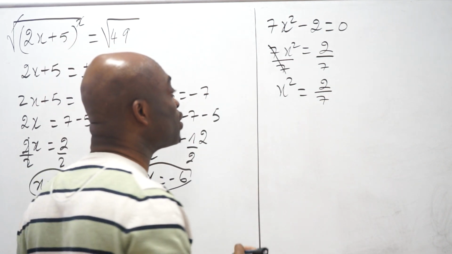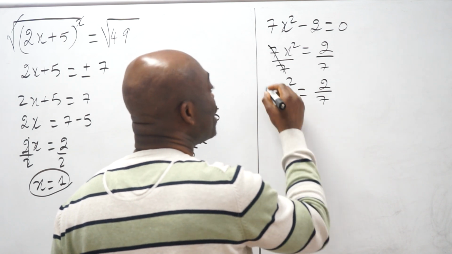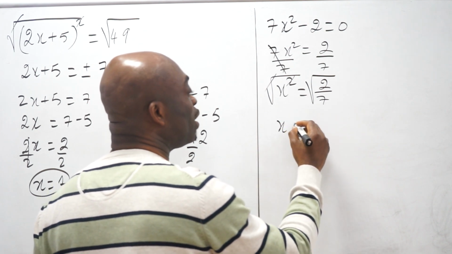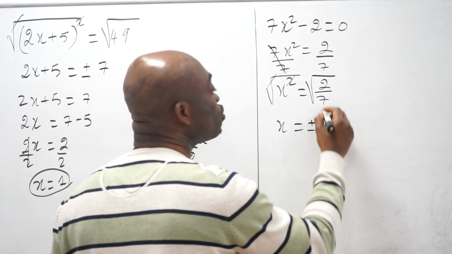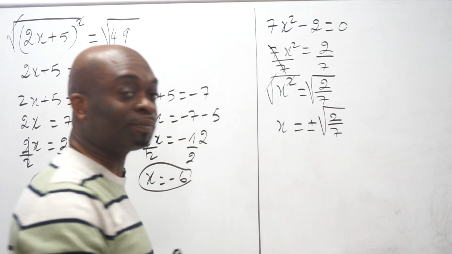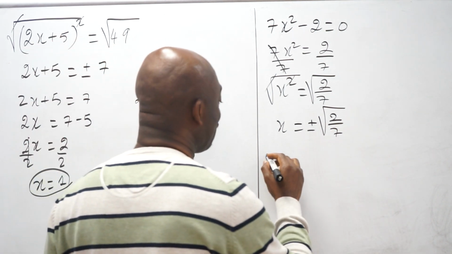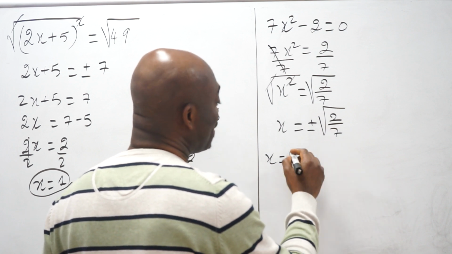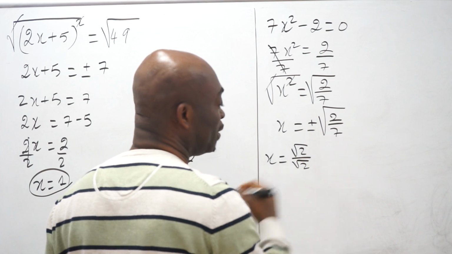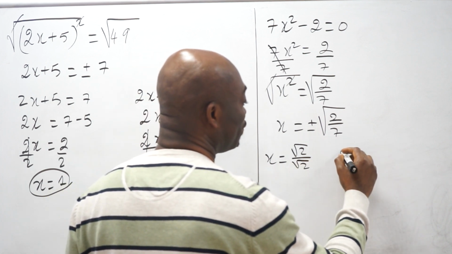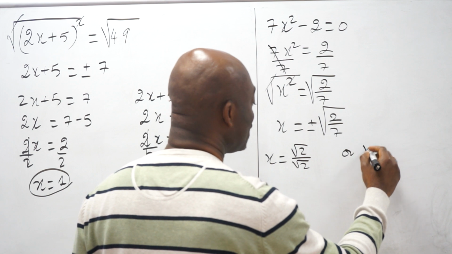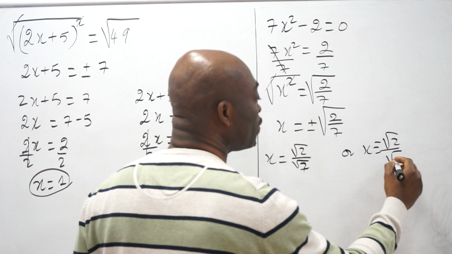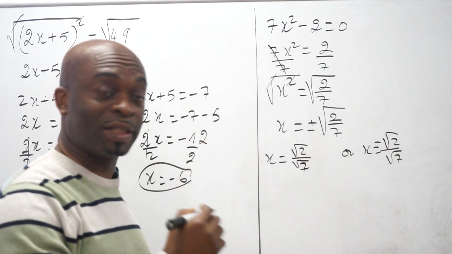As we're solving for x, what's going to happen? We have to take the square root now, so that this is out. So we have x equals plus or minus the square root of 2 over 7. Then we're going to solve for each of them. So x equals plus the square root of 2 over 7, which is the same thing as the square root of 2 over the square root of 7. Or x equals negative square root of 2 over square root of 7. So it's a plus and then a minus.